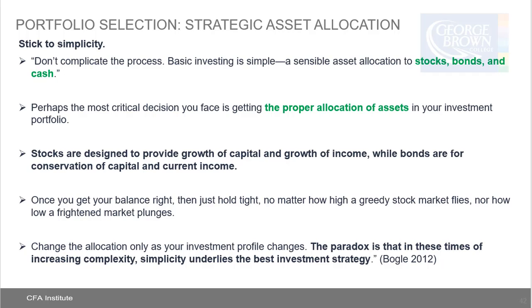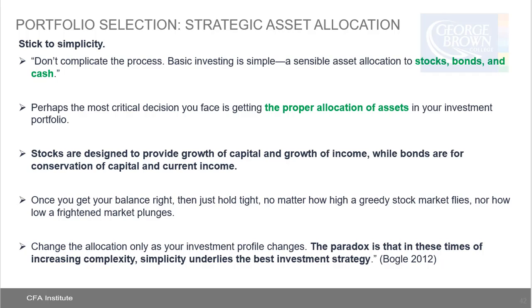So this is the last slide for this topic, and it's my own. It's been included in a previous video, but I think it's so important. It's some words of wisdom and advice from Jack Bogle, okay? His message is to stick to simplicity. Don't complicate the process. Basic investing is simple. A sensible asset allocation is stocks, bonds, and cash. Perhaps the most critical decision you face is getting the proper allocation of assets in your investment portfolio. Stocks are designed to provide growth of capital and growth of income, that's through dividends, while bonds are for conservation of capital and current income. Once you get the balance right, then just hold tight, no matter how high a greedy stock market flies, nor how low a frightened market plunges.